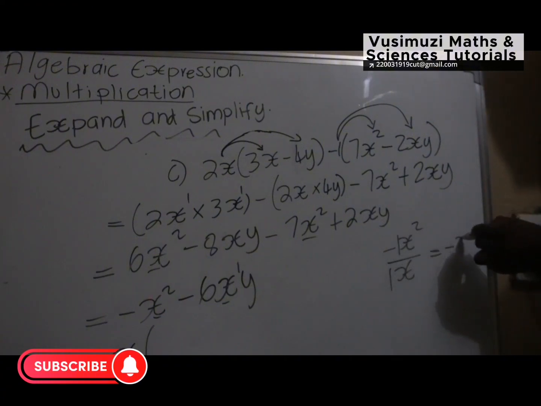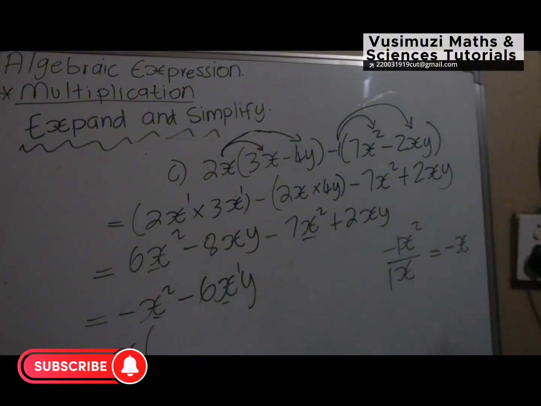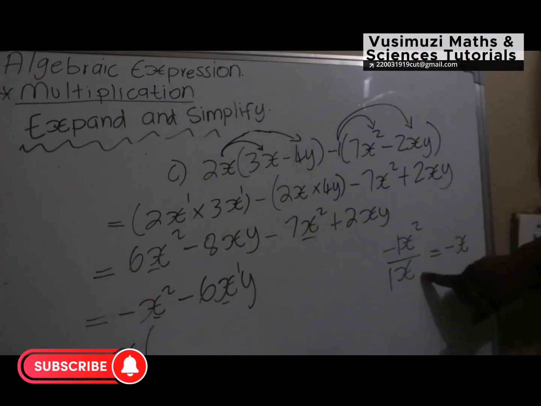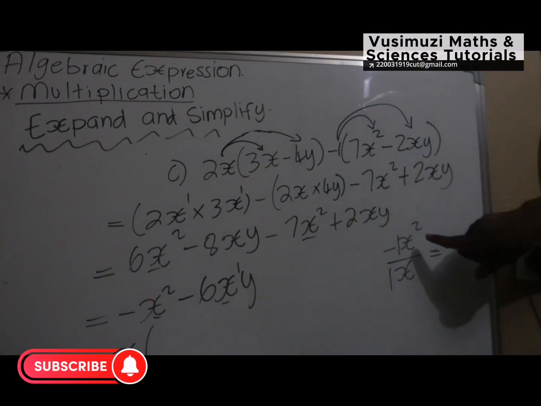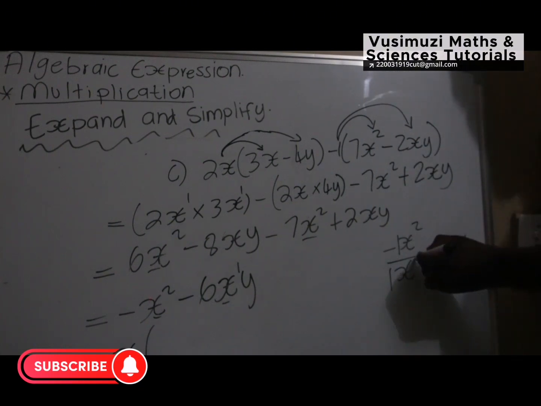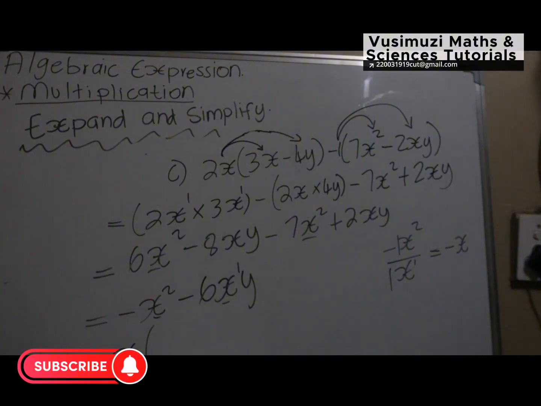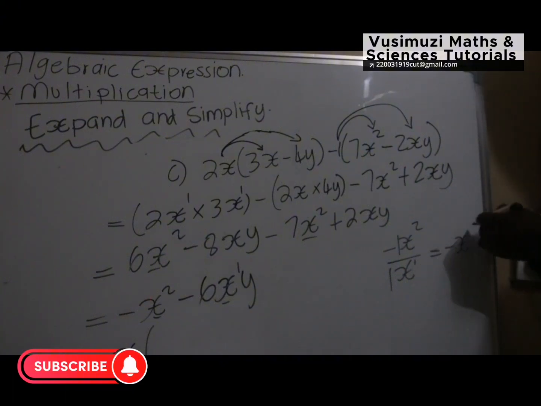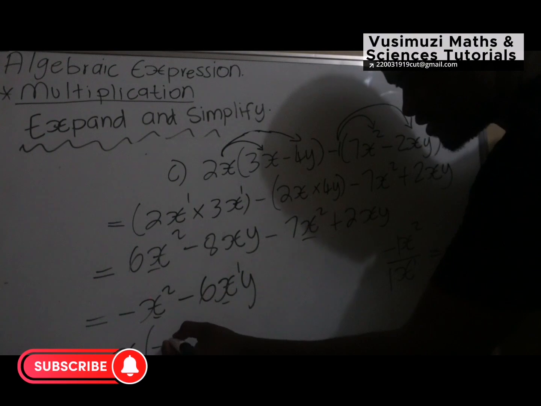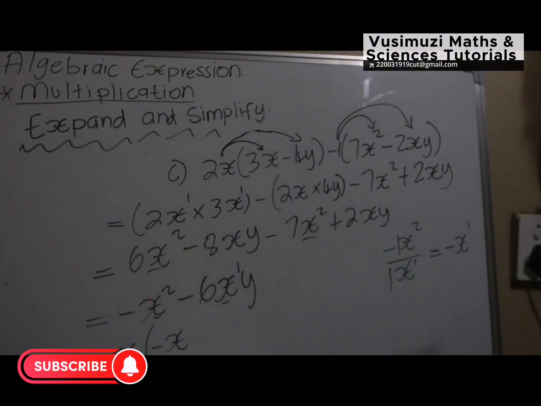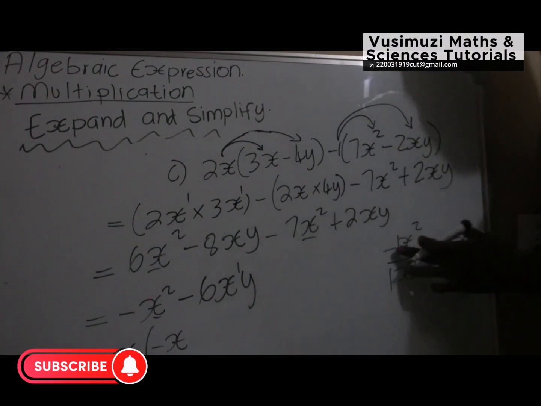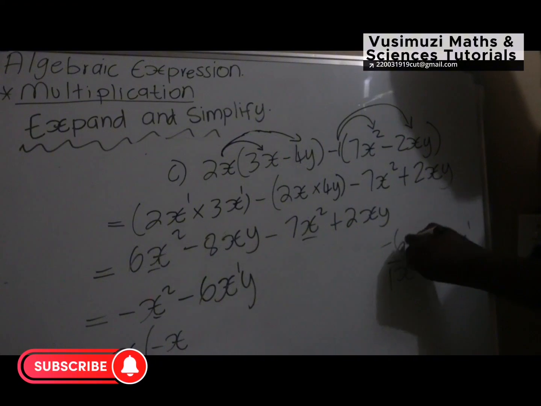Then x and x have the same base, therefore when you divide, you subtract exponents: 2 minus 1 gives 1. Therefore, I'm going to have negative x here. There's no need to put those ones there, it's unnecessary. Then the second term is negative 6xy.